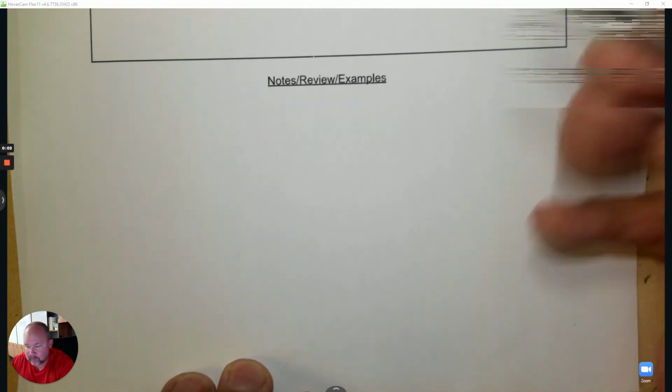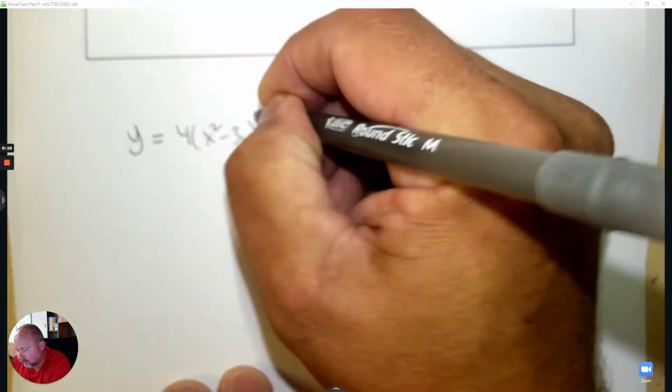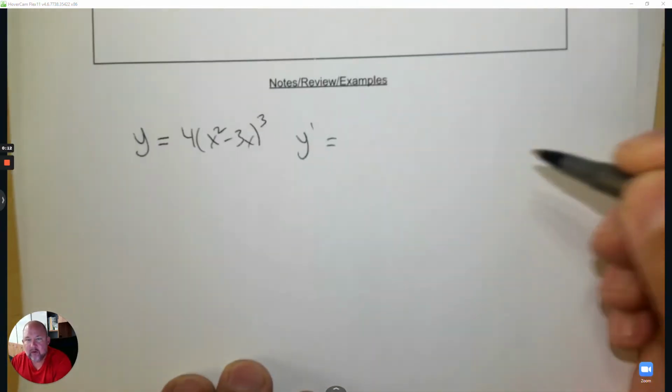This is the review for the chain rule. This has to do with hooks. So let's just do a few examples so you feel comfortable with the concept of a hook and a chain.